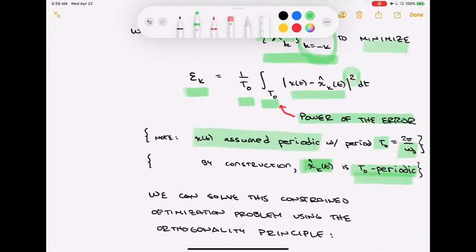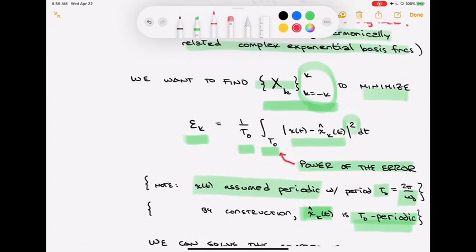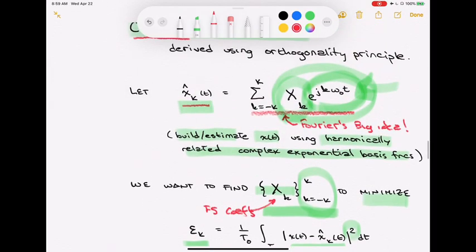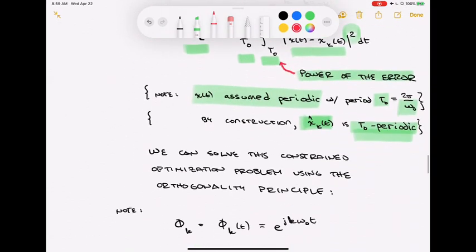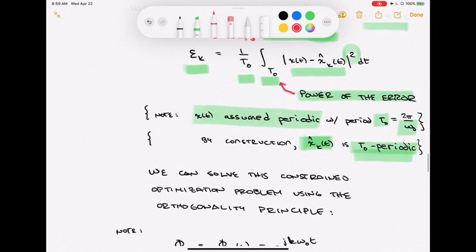So we want to find these coefficients capital X of k. Those capital X of k's are called our Fourier series coefficients, right? We're trying to build a Fourier series. The Fourier series is just the estimate itself. So this right here is our Fourier series. The Fourier series is a sum of harmonically related terms, each weighted by these Fourier series coefficients. We're looking for the Fourier series coefficients, and we want to do it such that we minimize the power. That's a constrained optimization problem, and we know how to solve it.